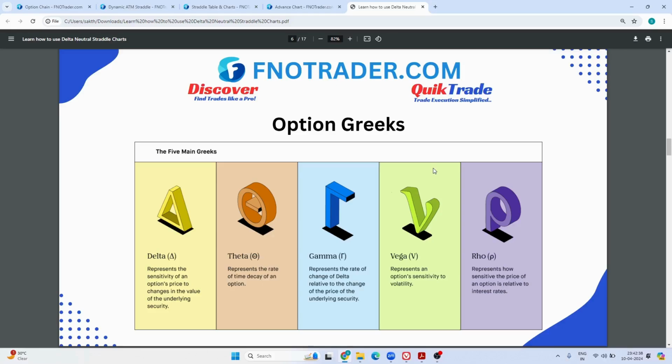If the delta is 0.02, then it moves 20 paise. So that is what the delta signifies. Theta represents the time decay of an option. Option sellers say that they eat premiums, or they are capturing theta decay, right? So that is what it is.